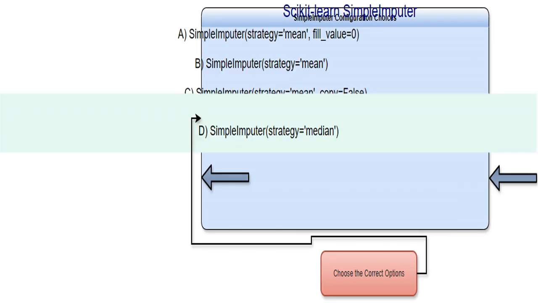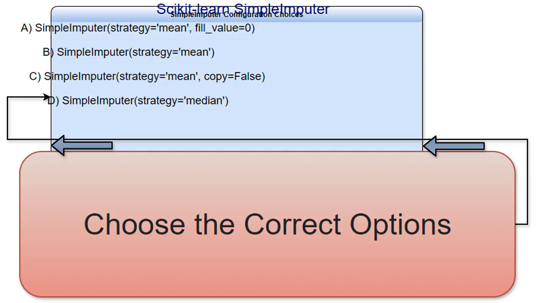This option uses median instead of mean. This would give me the middle value of a sorted column instead of the average, which doesn't answer the question's prompt. After looking at the configurations, I need to pick the ones that correctly fill in missing numerical data using the average of each column.